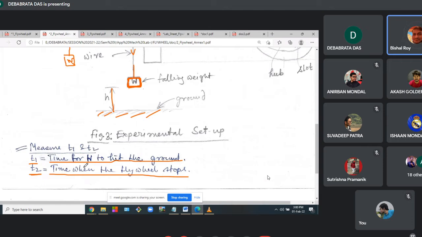Will the measurement of T1 and T2 start at the same instant? Yes, same instant. At the same instant, both stopwatches are started. Clear? So of course, T2 will be greater than T1.